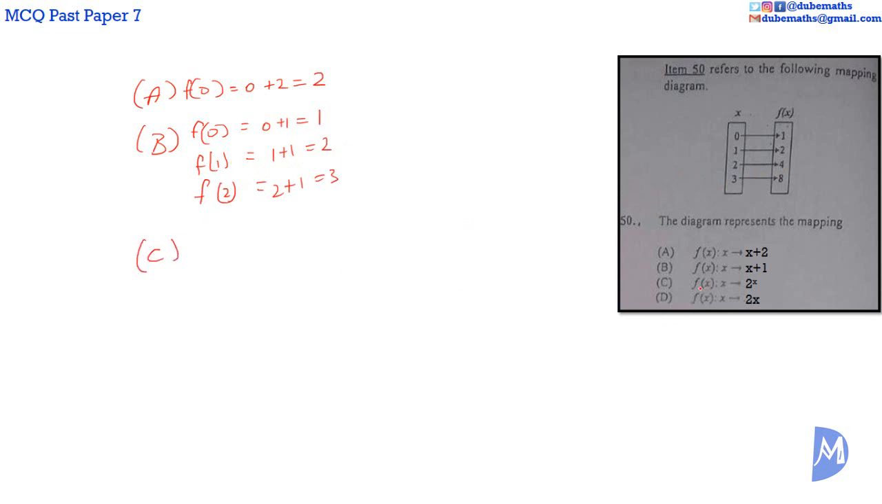Is it C? Is f of x such that x is mapped onto 2 to the power of x? If this is so, then f of 0 would be mapped onto 2 to the power of 0, which is equal to 1. 0 is mapped onto 1. f of 1 would be mapped onto 2 to the first power, which is equal to 2. f of 1 is mapped onto 2. f of 2 would be mapped onto 2 squared, which is equal to 4. 2 is mapped onto 4. And f of 3 would be mapped onto 2 to the third power, which is equal to 8. 3 is mapped onto 8, so C is the answer.